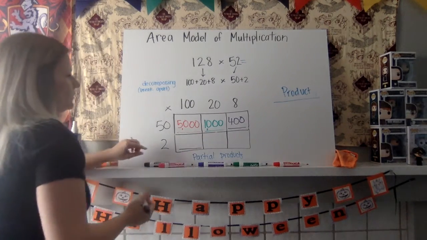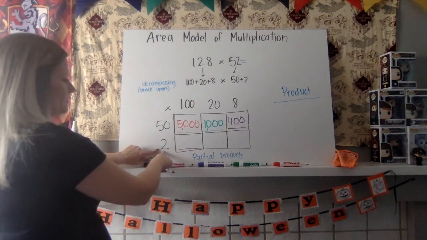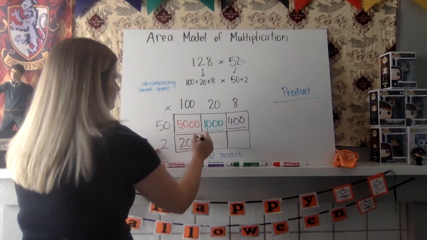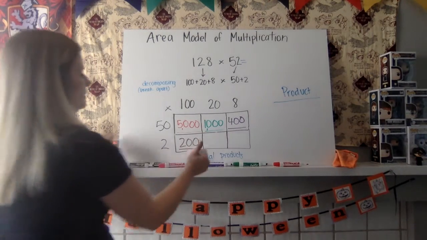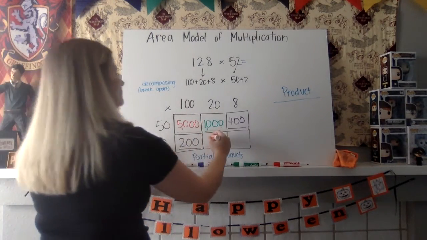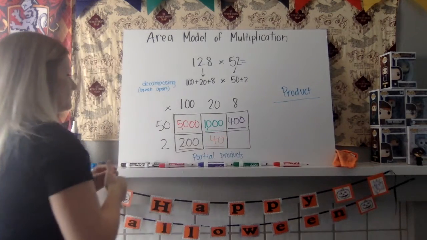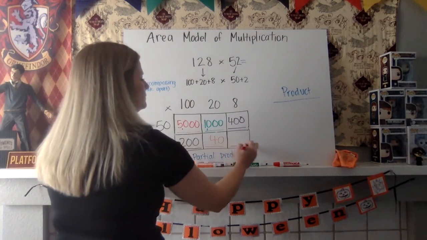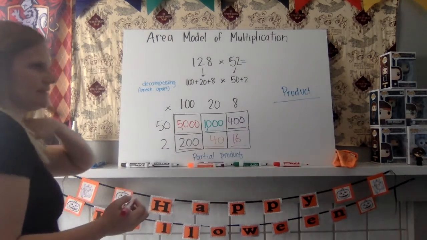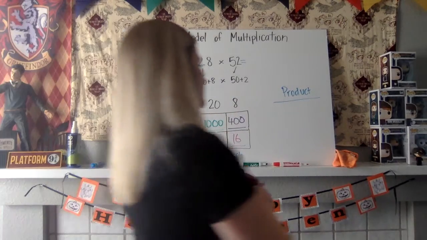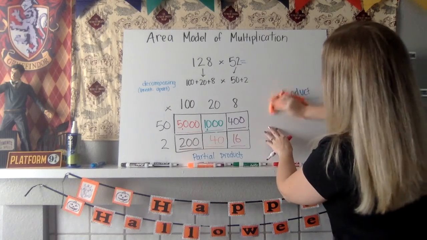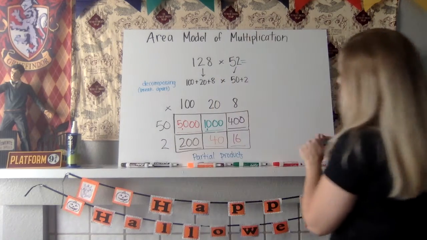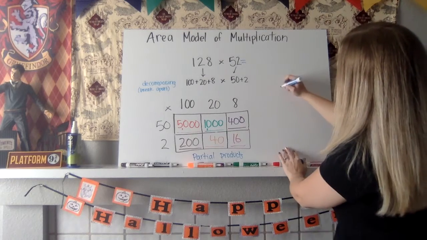Now we're going to do our second row. So we are multiplying all of these numbers by the ones position. So 100 times 2 is 200. Okay. 20 times 2 is 40. And 8 times 2 is 16. So then what we'll do, we're going to need some more space because our final product over here, we have 6 partial products now. So it's going to take up a lot of room. So now we're just going to add together these numbers.